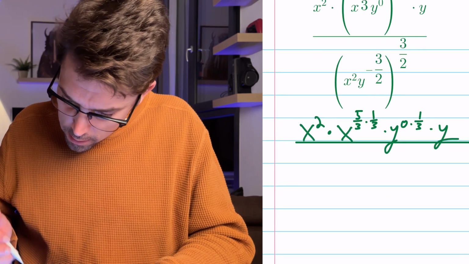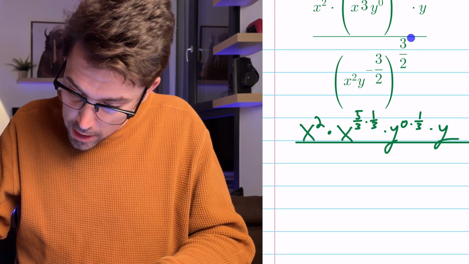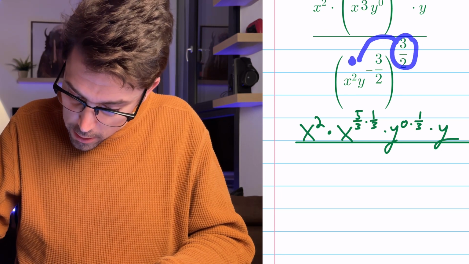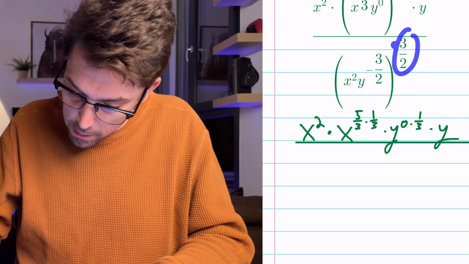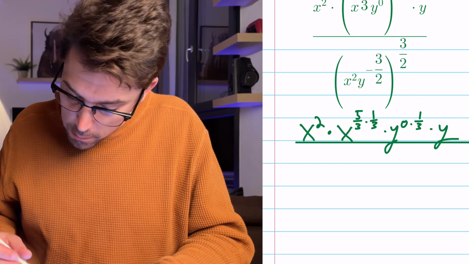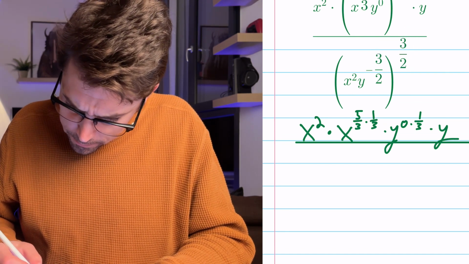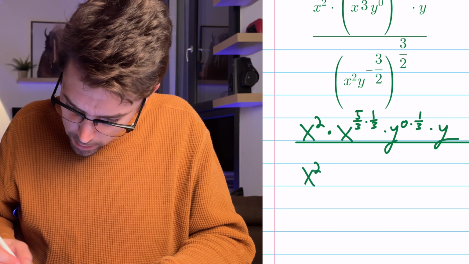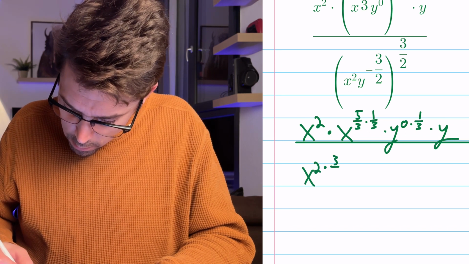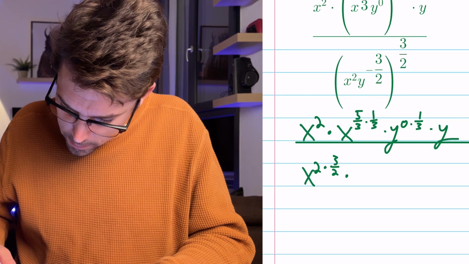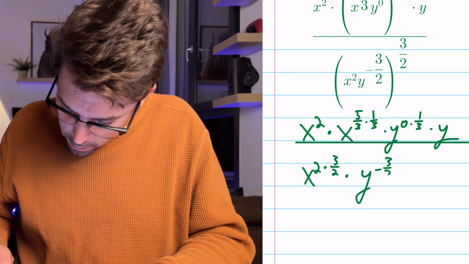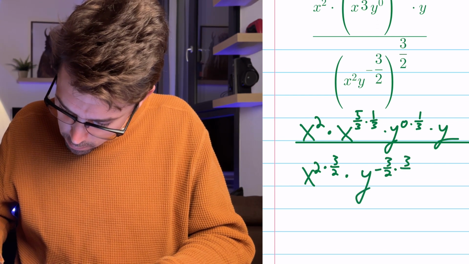all over. And again, same thing here. Each and every term is going to be taken to the power of 3 over 2. So that's going to go there, and that's going to go there. So what that would look like is x squared times 3 over 2 times y negative 3 over 2 times 3 over 2.